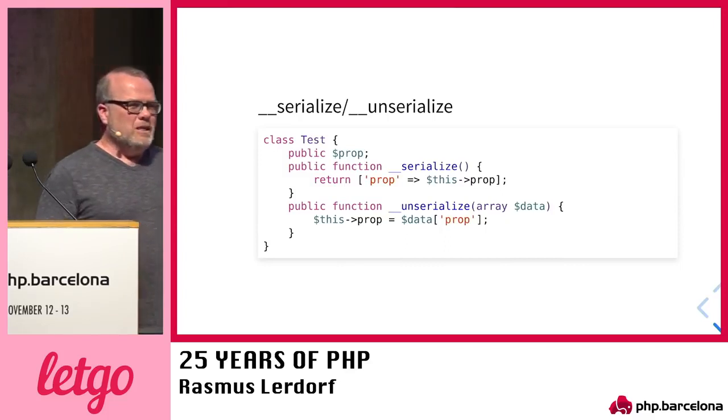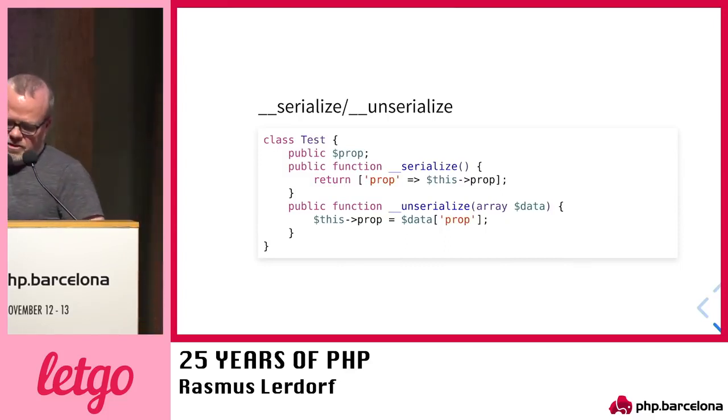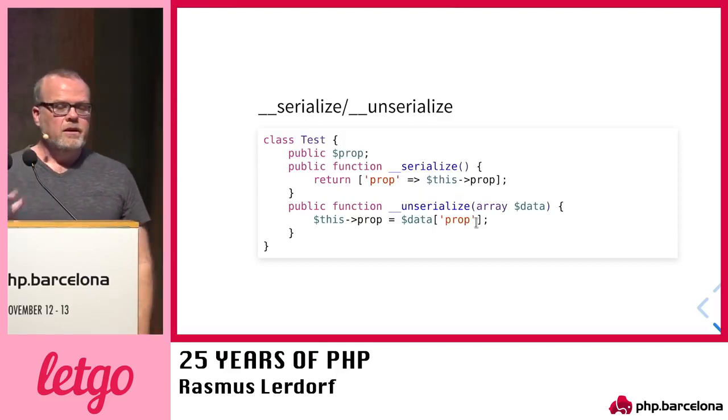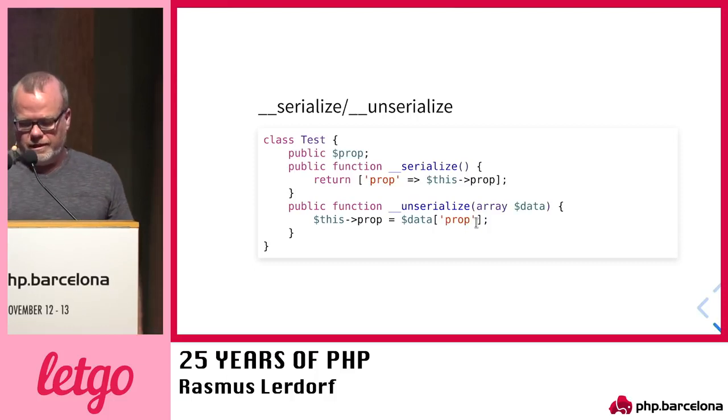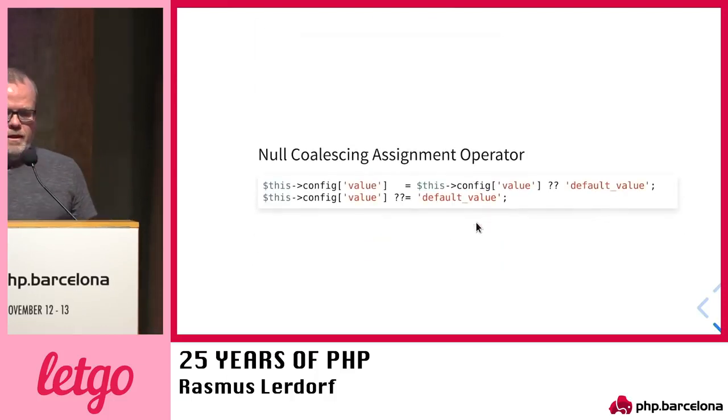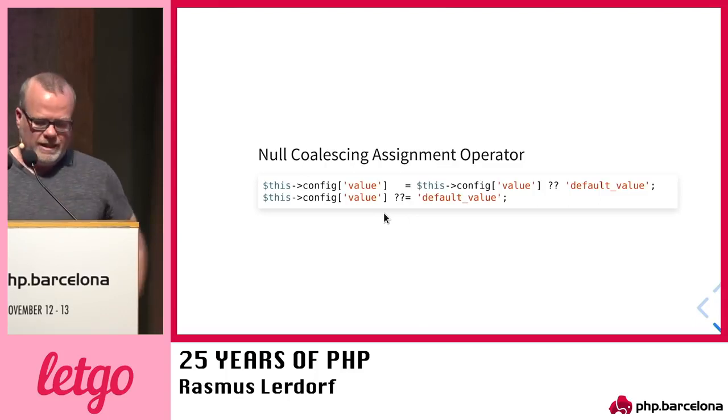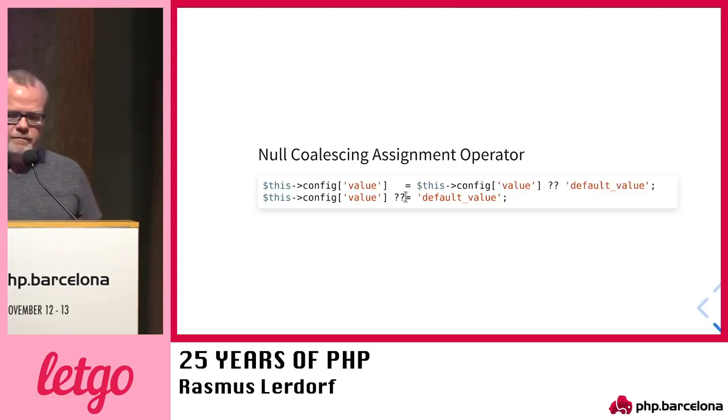Serialization of classes has always been problematic. There's a new attempt to fix that in PHP 7.4 with explicit serialize and unserialize magic methods that you can add to your classes, so you control exactly how your class is serialized or unserialized. There's also a new operator, the null coalescing assignment operator. It's basically the same null coalescing, but as an assignment, as we have in other versions of PHP 7.